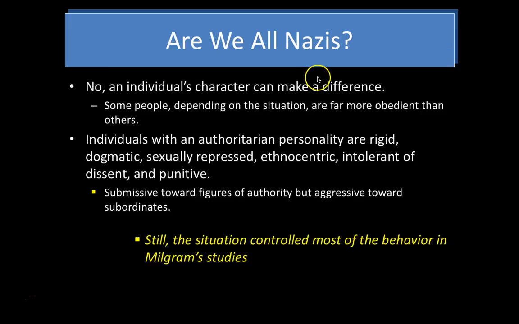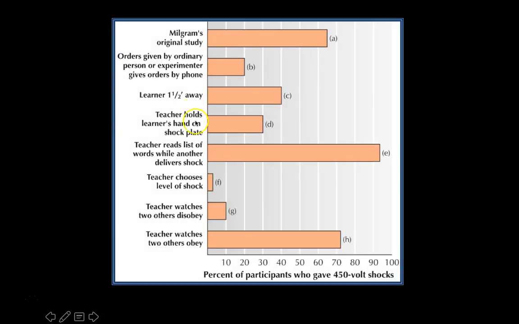Now, I should go back up. One thing I don't have up here is that when subjects asked, the experimenter would say, "It's my responsibility." If the experimenter said, "It's your responsibility," you also got a significant decrease, a tremendous decrease in obedience.